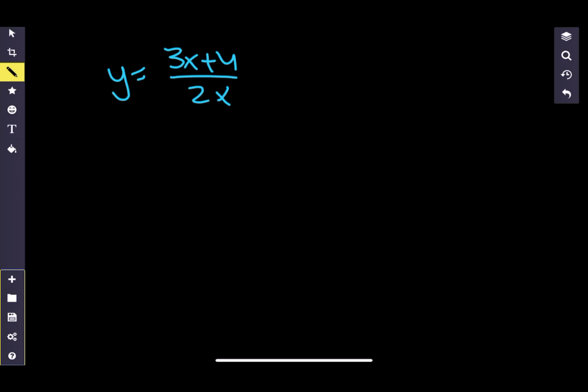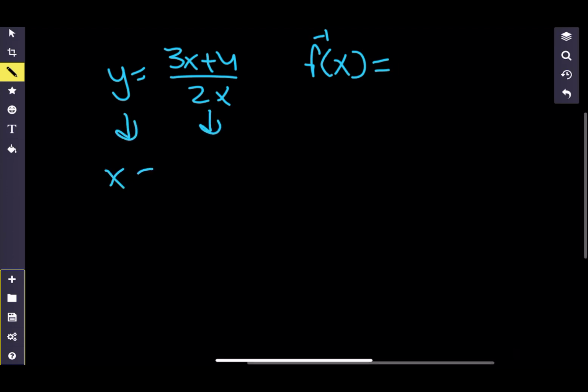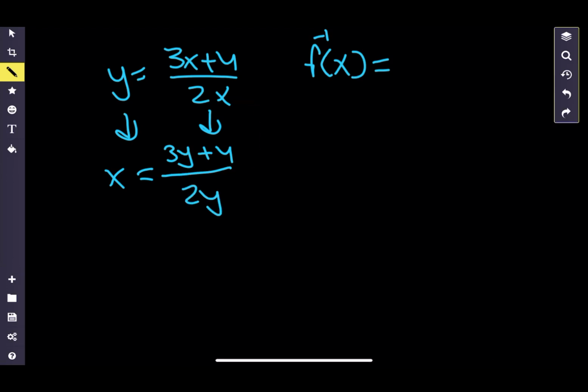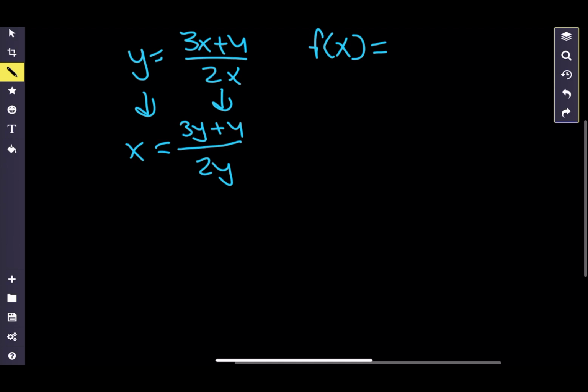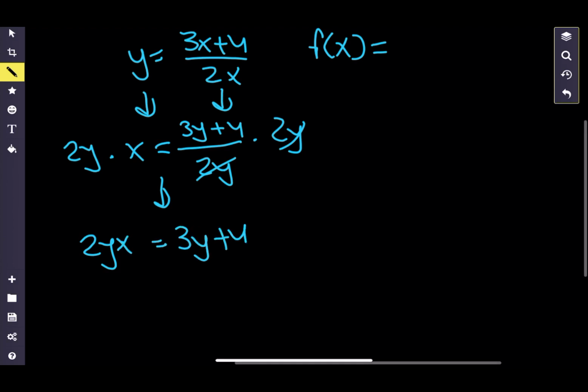First off, if we want to find the inverse of a function, swap the x and y values. Everywhere I see a y, turn it into x. Everywhere I see x, turn it into a y. So this is going to be x equals 3y plus 4 divided by 2y. Second step, get rid of the denominator. Multiply both sides by 2y. So you're going to be left with 2y times x, or 2yx, equals 3y plus 4.